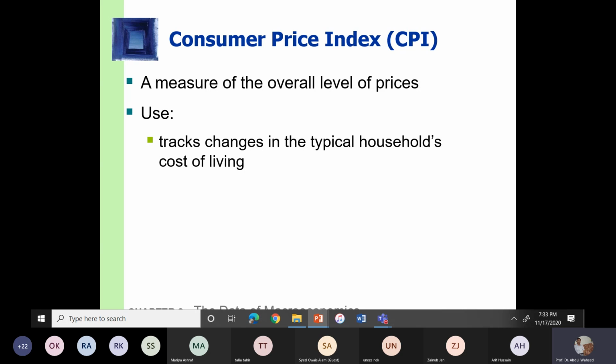We use consumer price index to see what is happening to the cost of living of the household, because consumer price index shows the cost of a fixed basket of commodities that are purchased by the middle class urban consumer. So there are fixed commodities in the basket, and then we see how the cost of this basket changes over time. If the cost of the basket is increasing over time, then we can say that there is an increase in the cost of living. So this means it becomes more expensive to live.